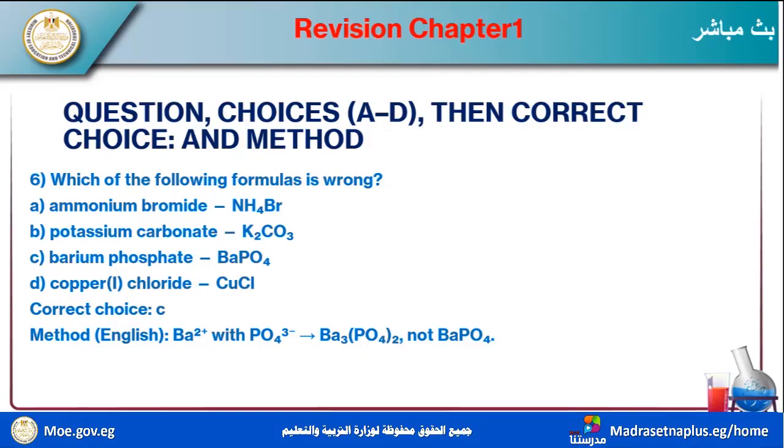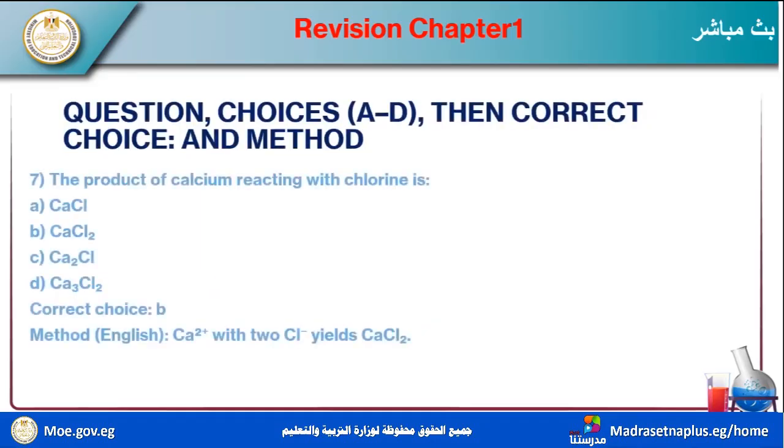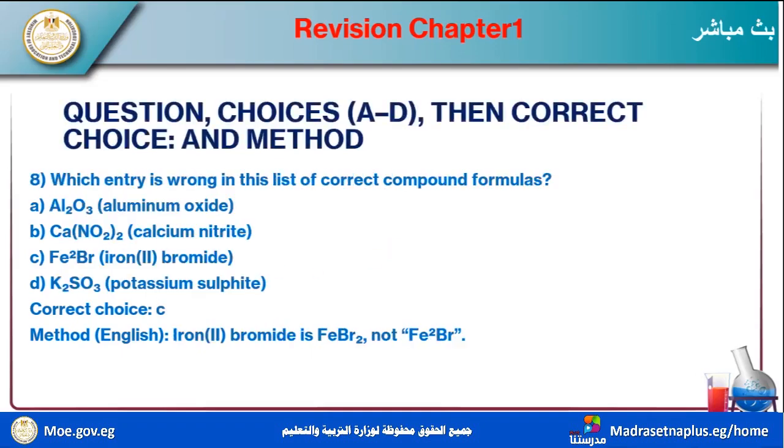Okay, number 7. Now in this number 7, the product of calcium reacting with chlorine is, this is easy, CaCl2, because divalent and monovalent. So the writing is CaCl2, calcium chloride. This is true.